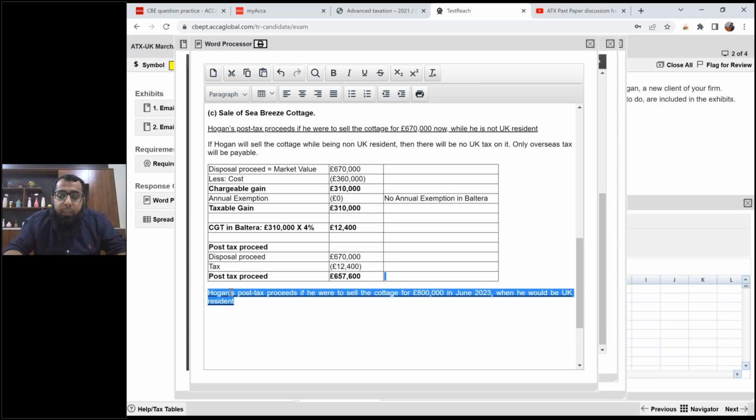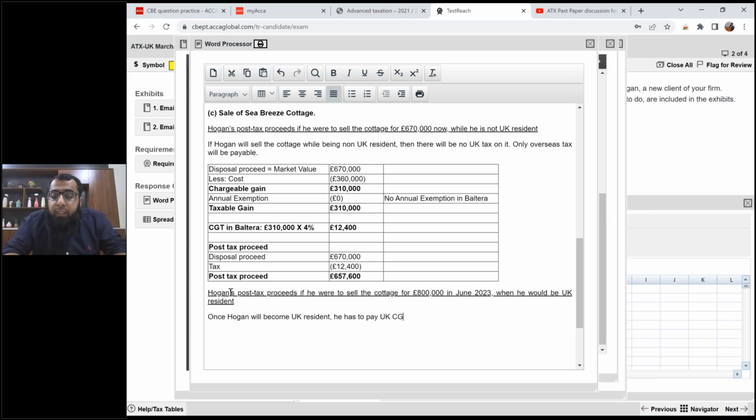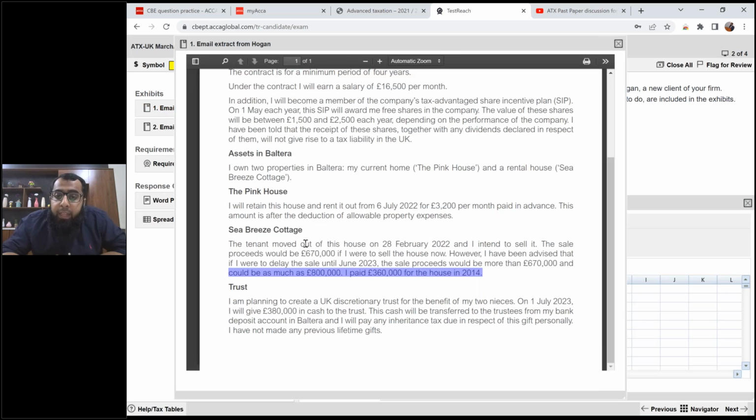Let's develop the answer for it. Once Hogan becomes UK resident, he has to pay UK CGT on the sale of the cottage. Now, if you look at the property, the tenant moved out of his house. This cottage is a residential property because the tenant was living in this property. It was a house, a residential property.